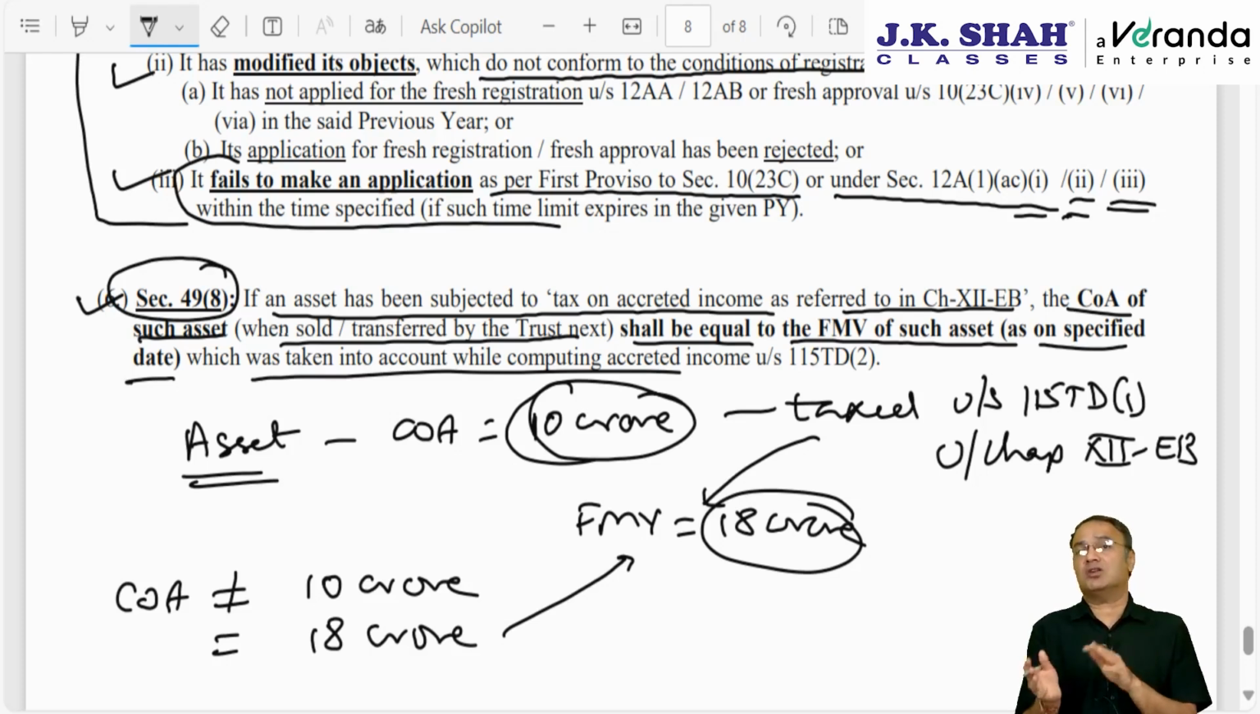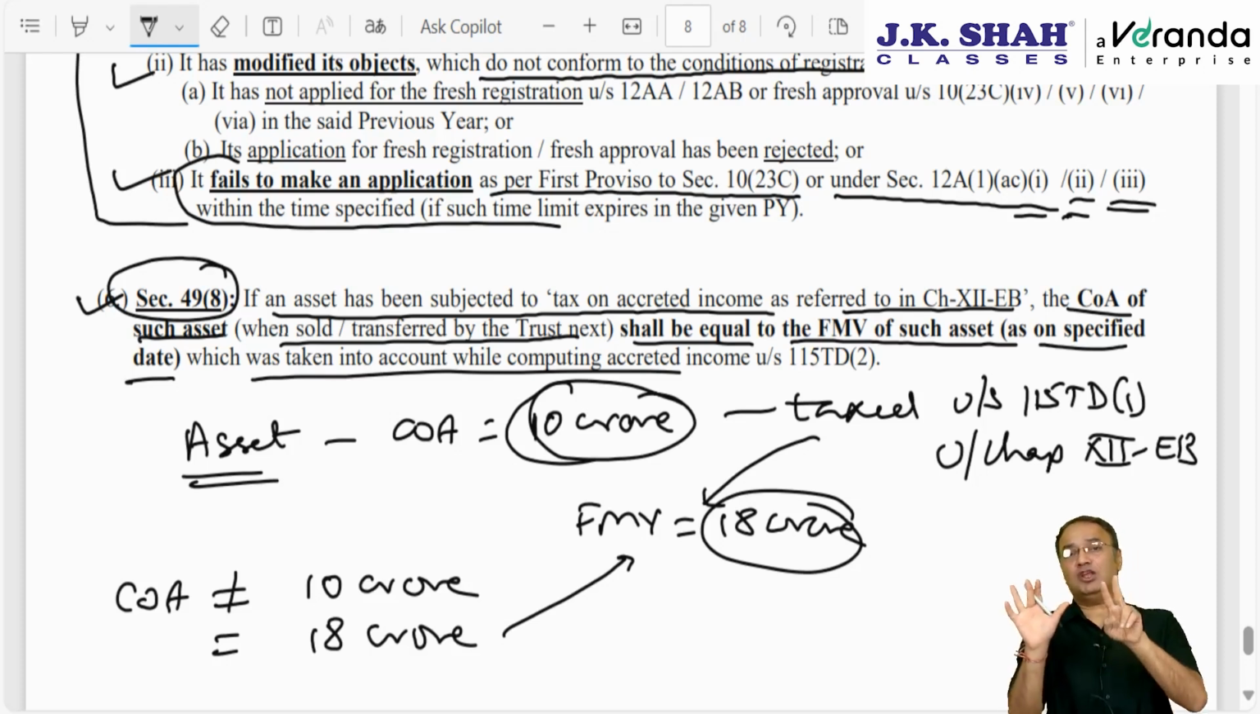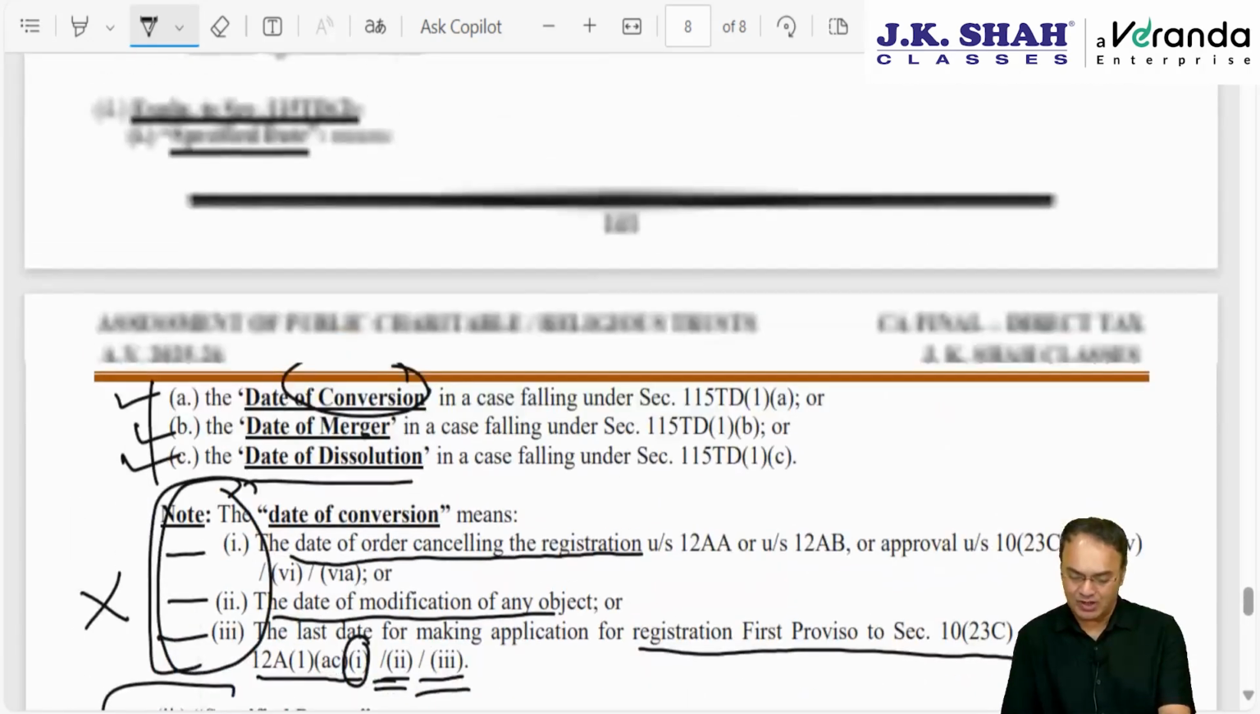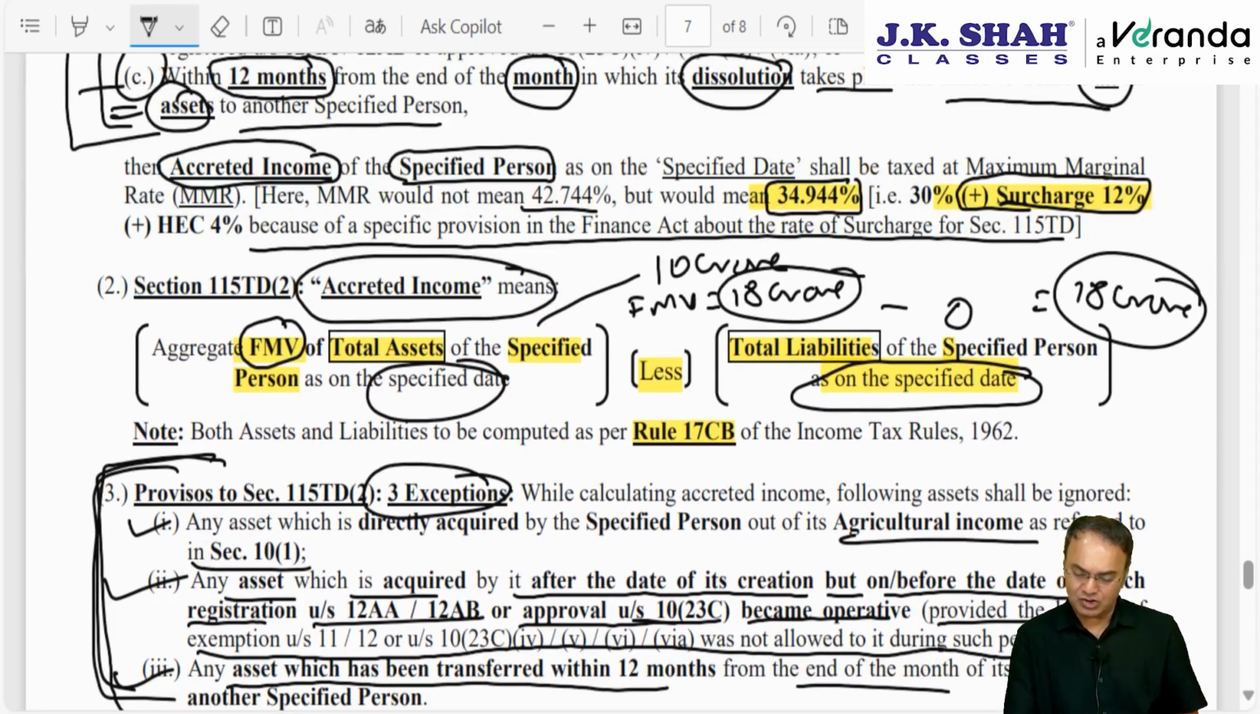Then the cost of acquisition when he sells next will not be 70 rupees, the amount paid by him. The cost of acquisition will be 100 rupees, whatever is the FMV taken into account for taxing the perquisite. Now the only thing left out is rule 17CB, as I had shown you here, the valuation will be as per rule 17CB, FMV of assets.